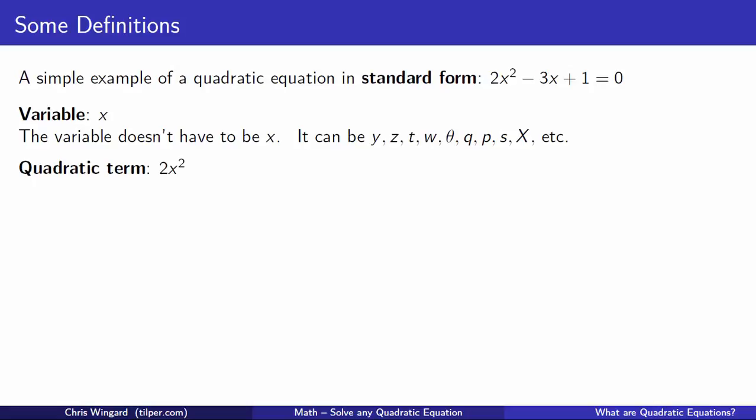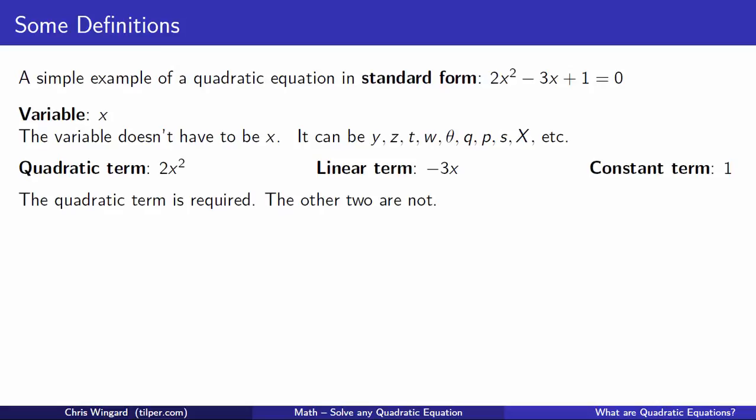The quadratic term in this equation is 2x squared. The linear term is negative 3x, so we do want to be very careful and make sure that we do include that negative sign in the linear term. And the constant term is 1. So to have a quadratic equation, the quadratic term is required, but the other two are not. You can have a linear term and a constant term that are both 0 and still have a quadratic equation. So in this equation, the 2 on the 2x squared and the negative 3 on the negative 3x and the 1, those are all the coefficients.